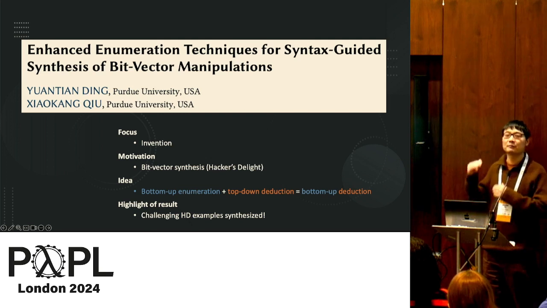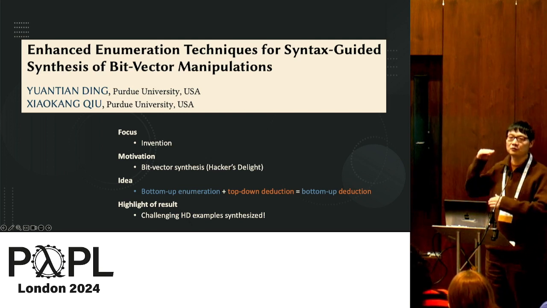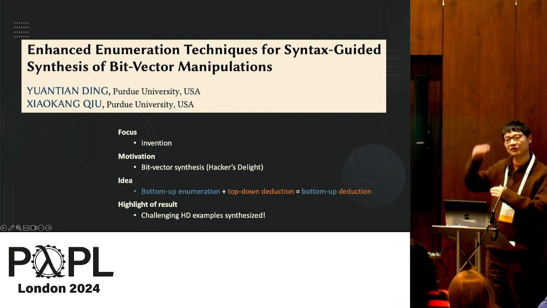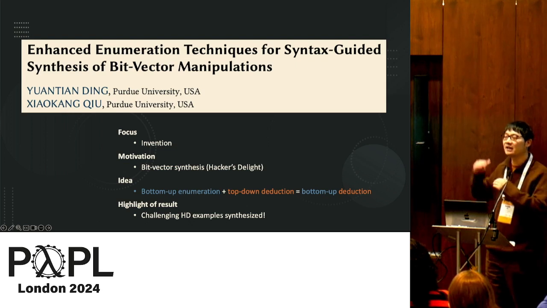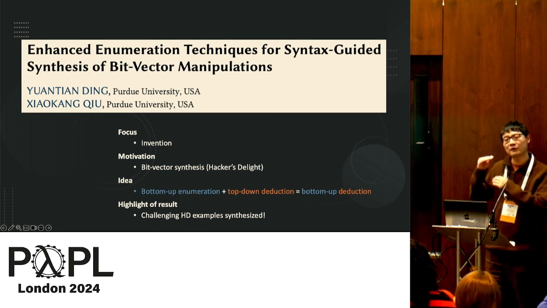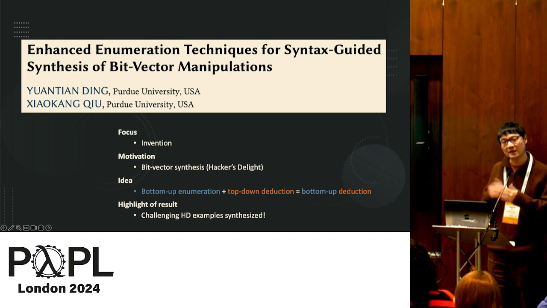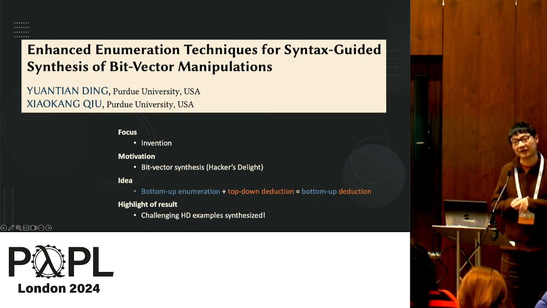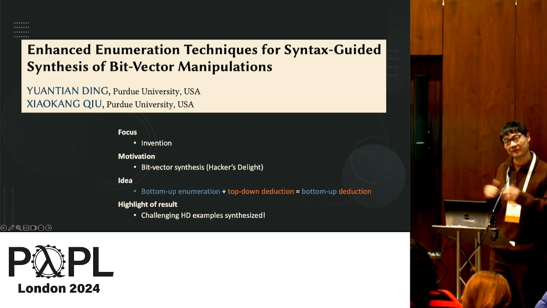There's a lot of progress. People know how to do bottom-up enumeration, top-down deduction, right? But we are still not there. And one of the key ideas in the paper is a novel combination of these two ideas, which we call bottom-up deduction. We do enumeration and we also do deduction on the fly, so that we can get a more scalable synthesis algorithm. And we have 6 new Hacker's Delight examples synthesized for the first time.